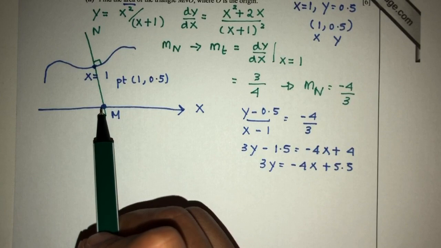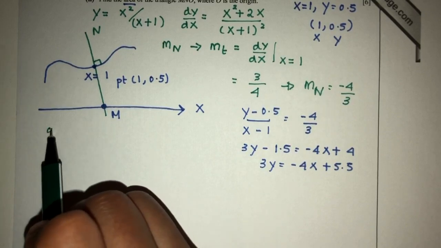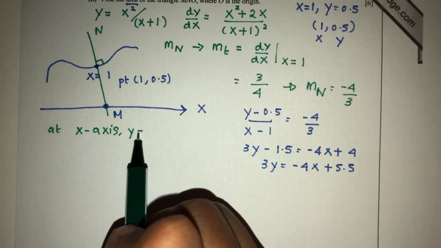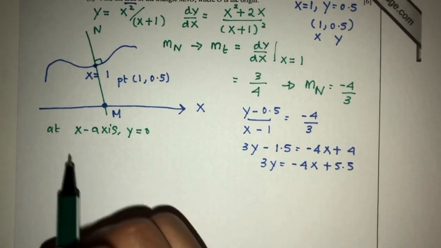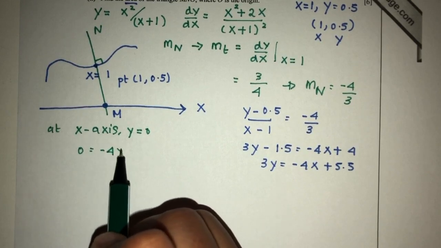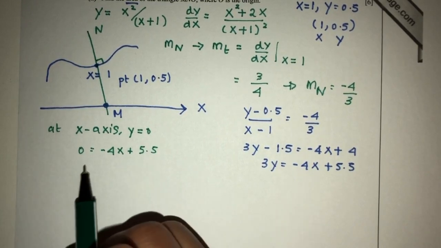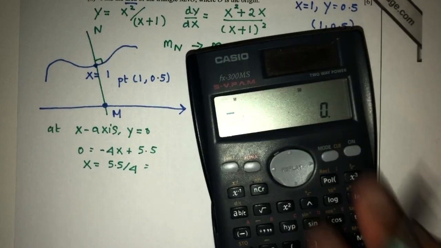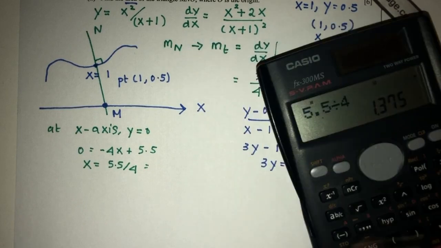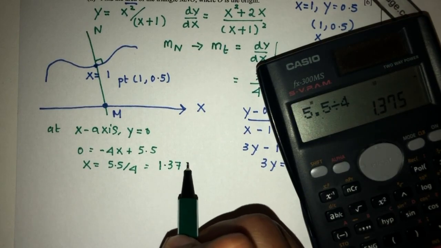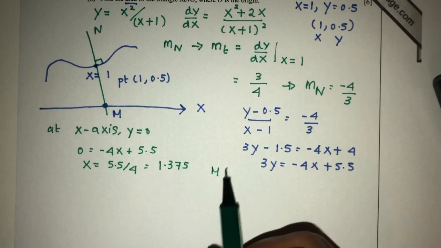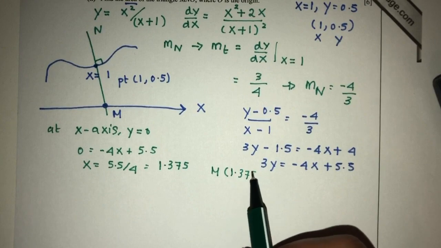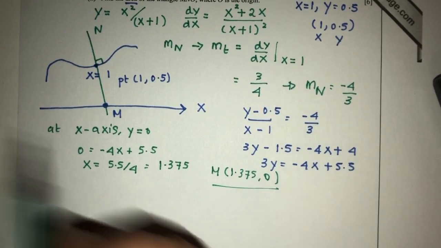The point M is where they meet at the x-axis. So you have to know, at the x-axis, what happens? The value of y has to be 0. Replace y in here, you will have 0 is minus 4x plus 5.5. So x has to be 5.5 divided by 4. That will be 1.375. So the point M has been found to be (1.375, 0). That's my first part.